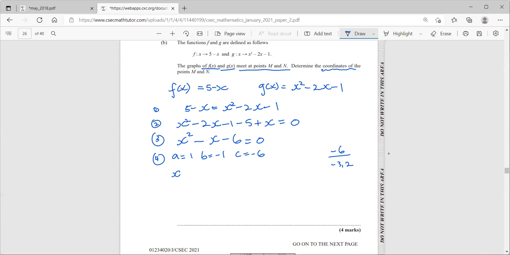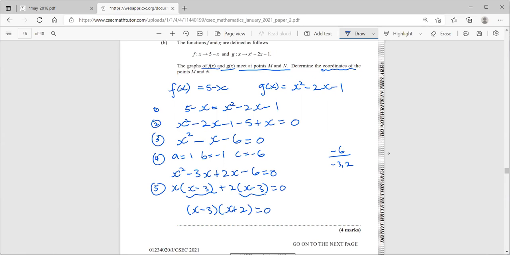So we write it as x squared minus 3x add 2x minus 6 is equal to 0. Then we factorize. So x open brackets x minus 3 plus 2 open brackets x minus 3 equals to 0, ensuring that our brackets are matching. X minus 3 by x plus 2 equals to 0. So we are done with this part here. Now we're going to actually find the values of x. So we know that our function at this point is equal to 0.